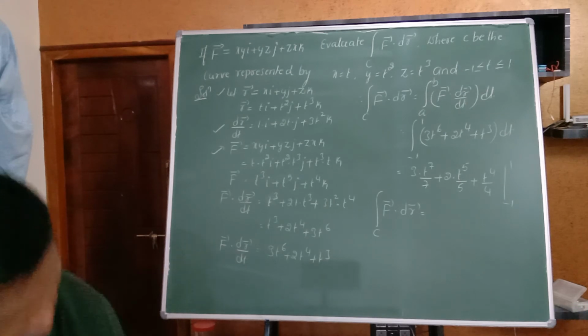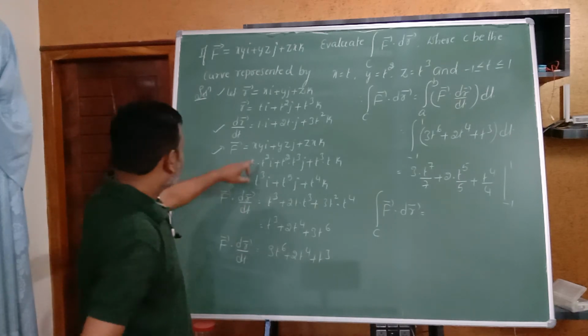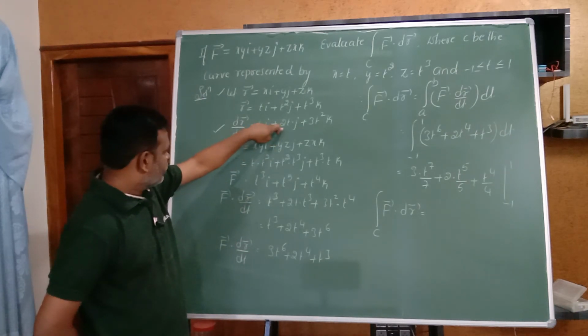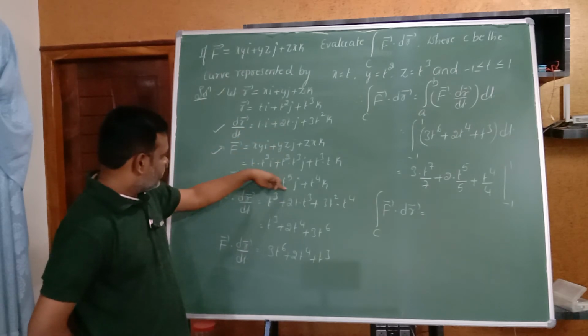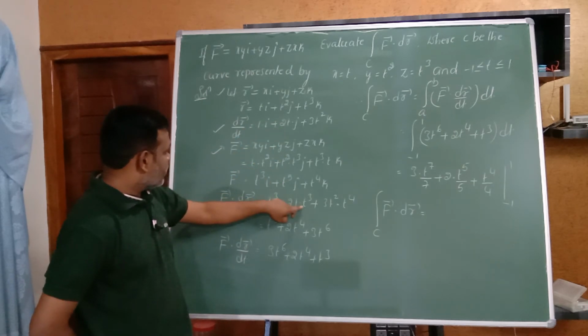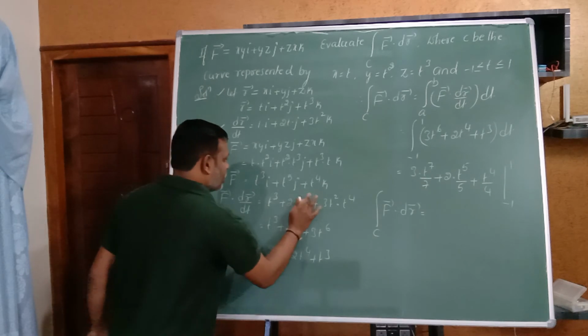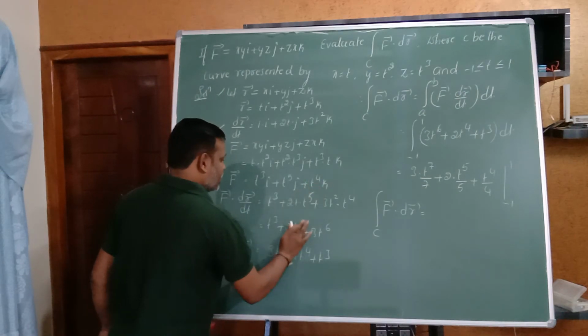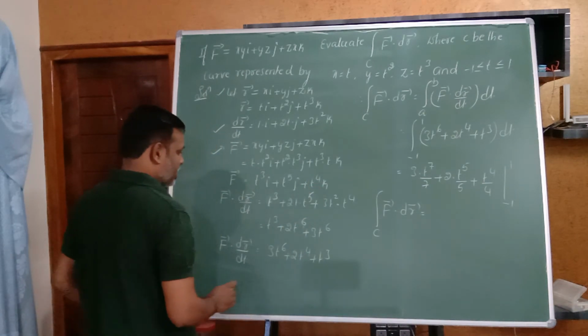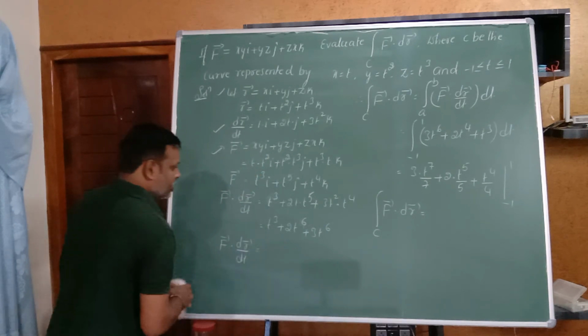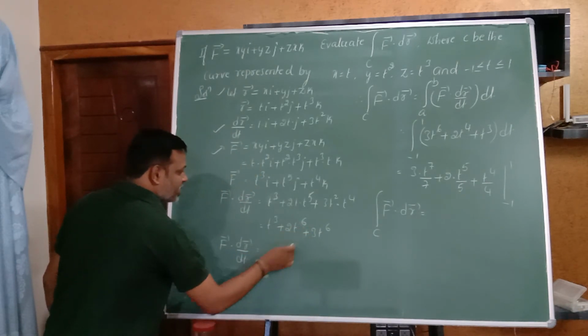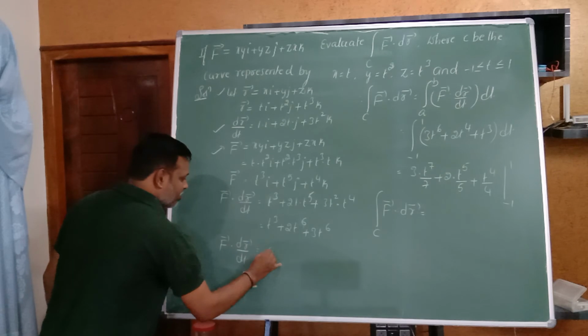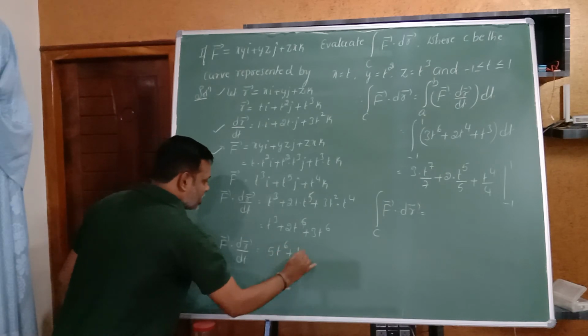What is the next term here? 2t into t power 5. That is 2t into t power 5, not t power 3. That is t power 5, and it becomes 2t power 6. Okay, now we have to simplify something here. So this becomes 3t power 6 plus 2t power 6 is 5t power 6, plus t power 3 only.